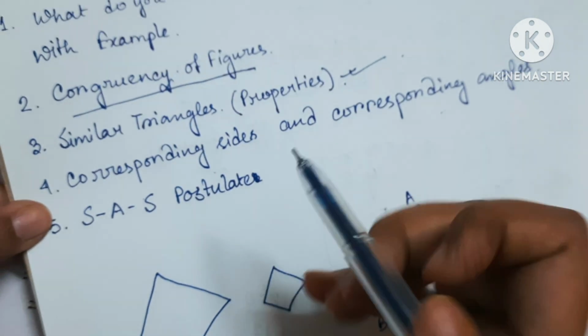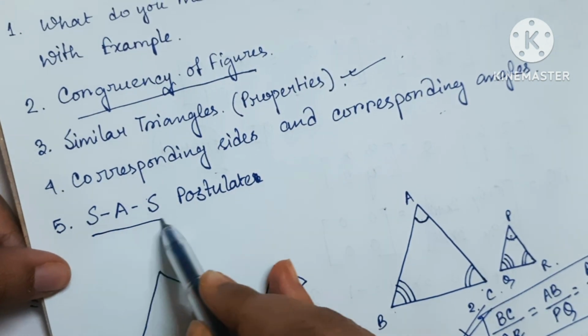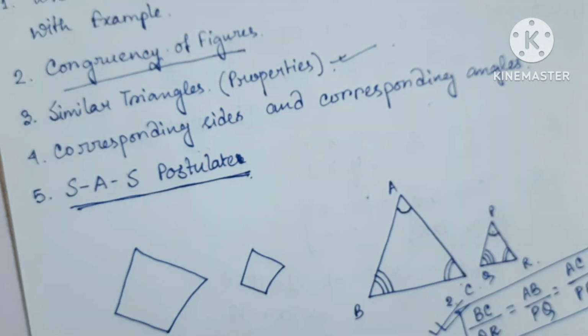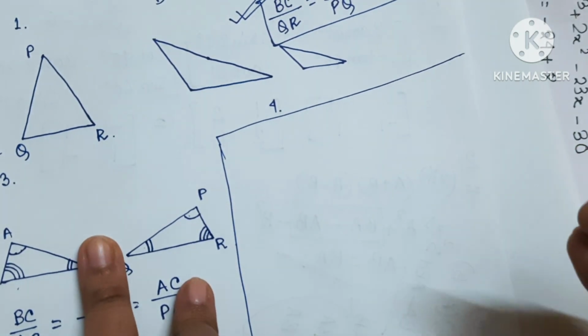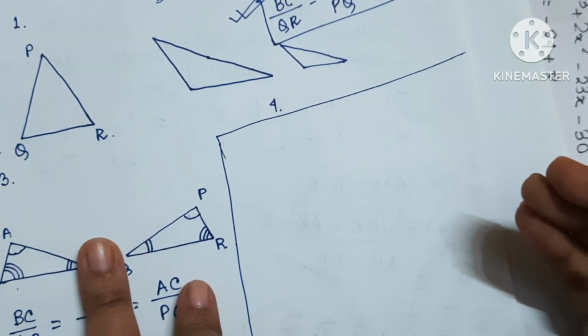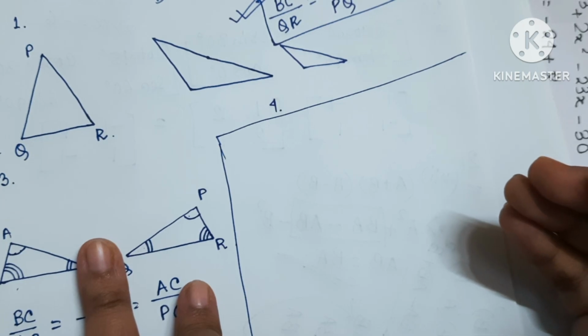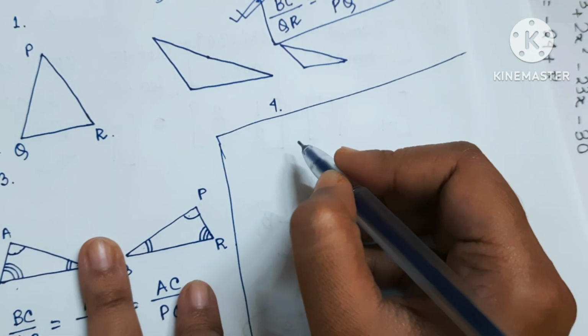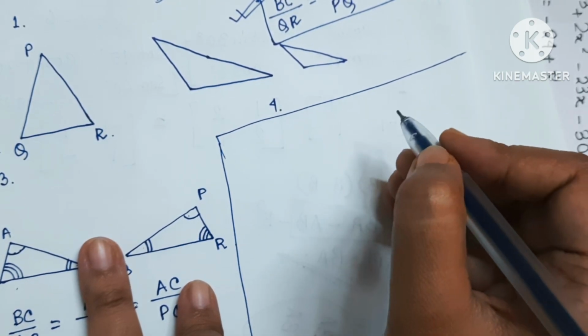Now, the last point that I am going to explain is the SAS postulate. The SAS postulate is a condition for similarity of two triangles. According to this postulate, you can say that two triangles are similar. If one angle of a triangle is equal to any angle of another triangle, and in both triangles the sides including the equal angles are in proportion, then the triangles are similar. That is the SAS postulate.